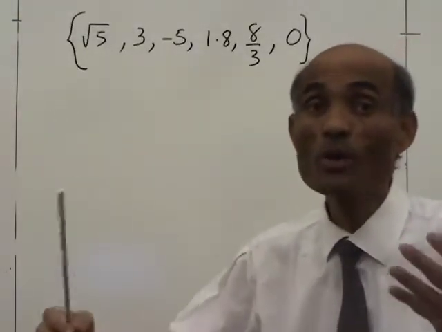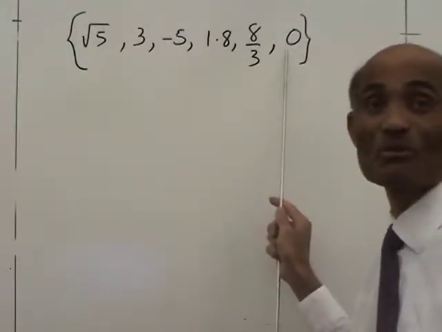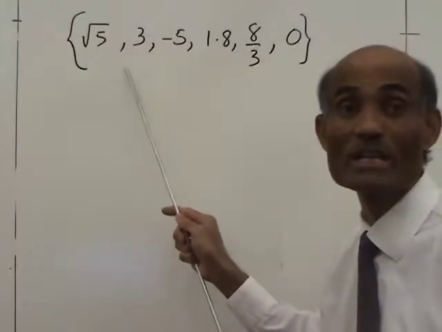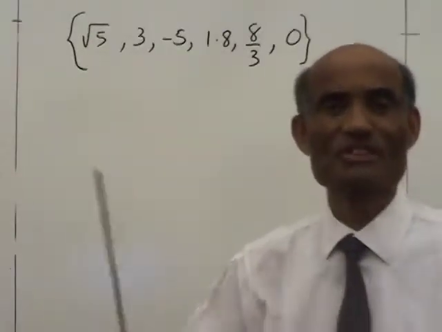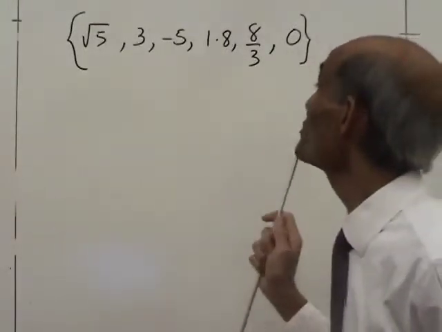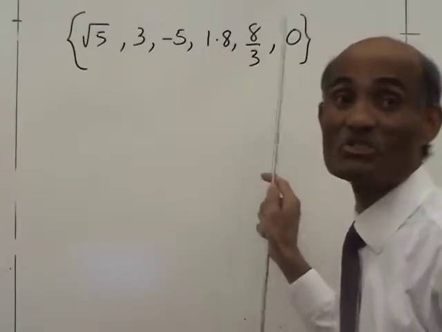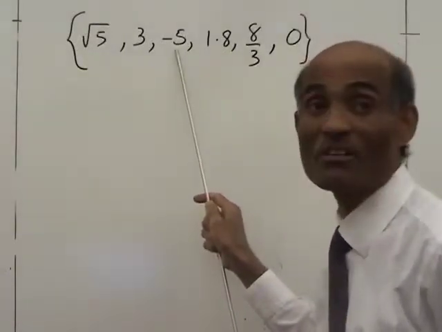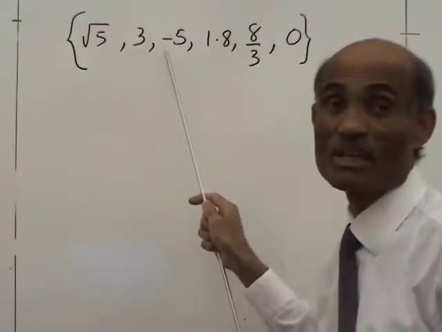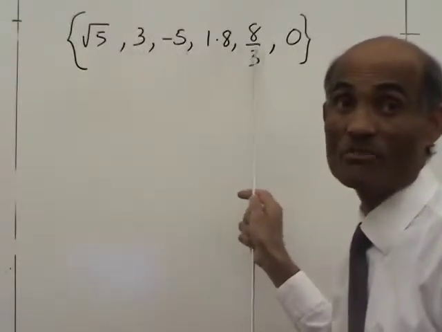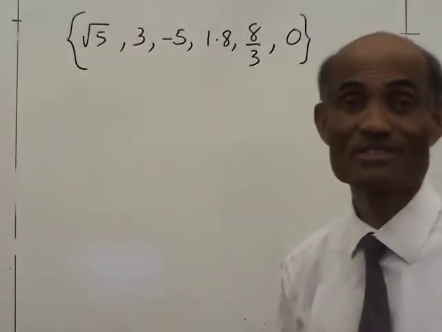What are the whole numbers in this set? Whole numbers also include 0. 0 and 3 are the whole numbers. What are the integers in here? Integers. Well, 0 is an integer, negative 5 is an integer, 3 is an integer. That will be negative 5, 0 and 3 are integers.